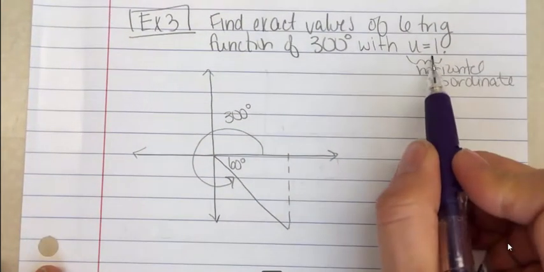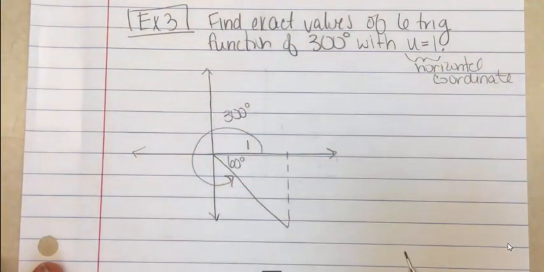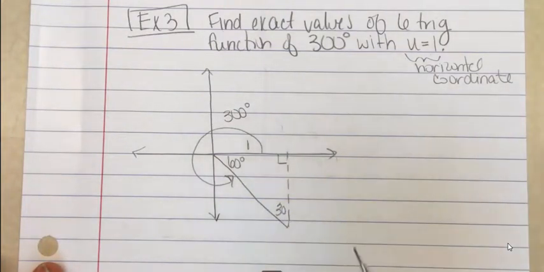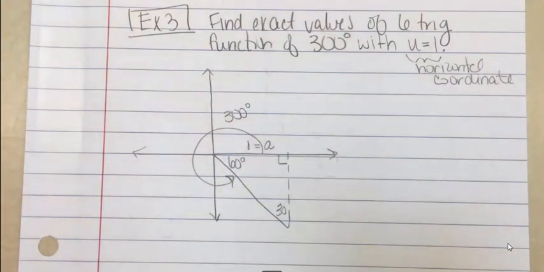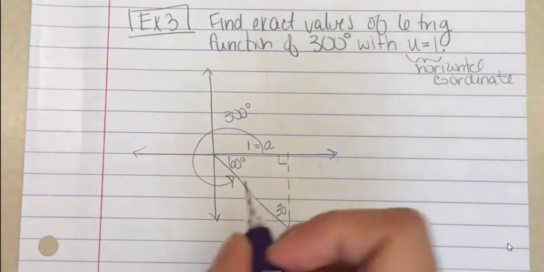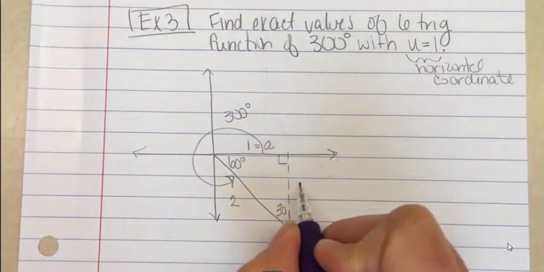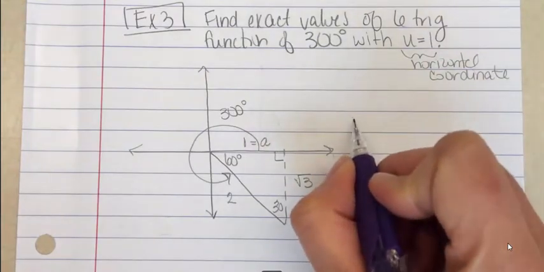Now u is 1, so that means that this whole horizontal piece is going to be 1. And I drew this so it would be a right triangle. So I've got a 30, 60, 90 triangle. So my smallest side is going to be A. So I know that 1 is the same as A. And then I get a hypotenuse of 2A, which is going to be 2 times 1. And then I get the longer side being A root 3. So basically this is just root 3. So now I can go through and I can find all of the different 6 trig functions.